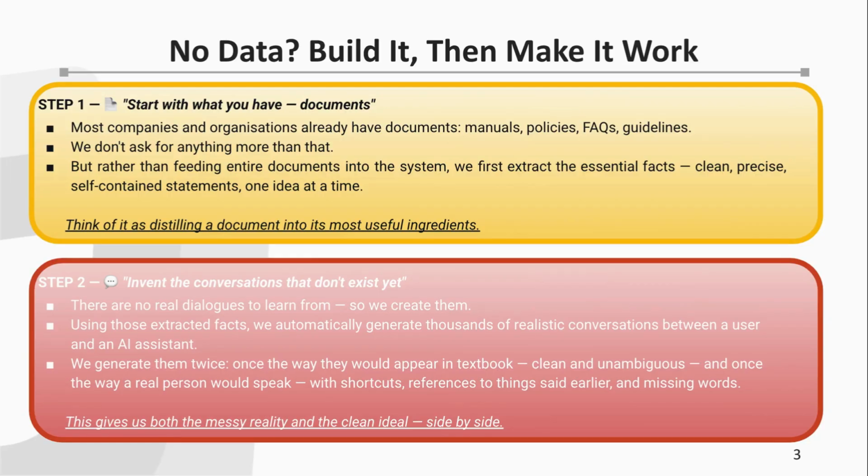From those facts, we automatically generate thousands of synthetic conversations, simulated dialogues between a user and an assistant, effectively. And here is the clever part: we generate each user question twice. Once as a clean standalone question, the way you might write it in a survey, and once as a real human would actually say it in a flowing conversation, with shortcuts, with references to things said earlier, with words left out because they feel obvious. This gives us both sides of the problem in one dataset.